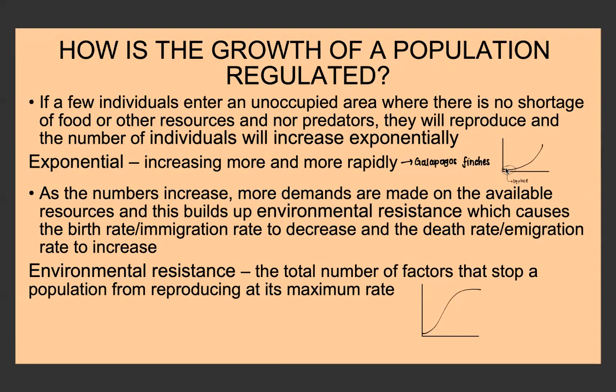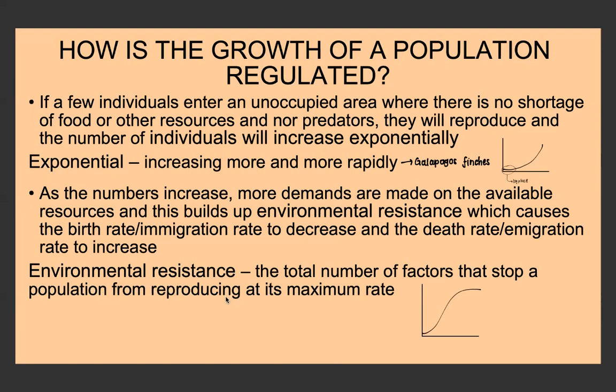As the numbers increase, more demands are made on the available resources, and this builds up environmental resistance. Environmental resistance causes the birth rate or the immigration rate to decrease, so the rate at which the population grows decreases, and the death rate or the emigration rate to increase. Environmental resistance is the total number of factors that stop a population from reproducing at its maximum rate.